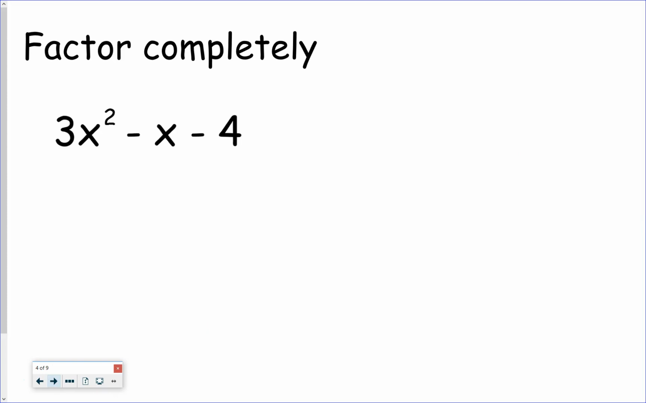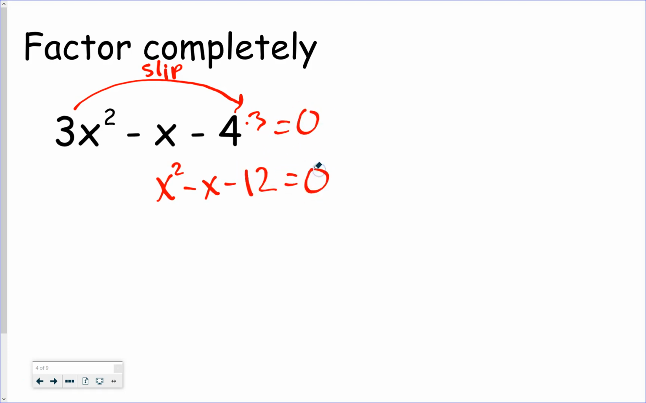Okay, so will I use slip and slide with this one? Let's think. Can I take a GCF out? Can I move the 3? No, it's stuck there. So I have to use slip and slide to make the 3 move. We slip the 3 to the end, or we multiply the 3 to my C on the end of it. This gives me x squared minus x minus 12, and we are still equal to 0 because we're solving.